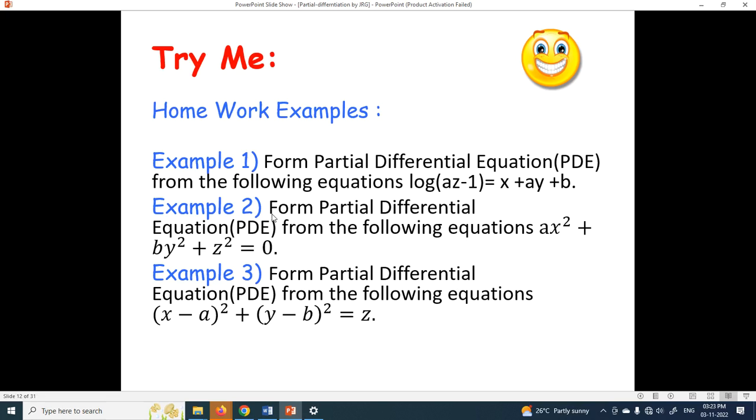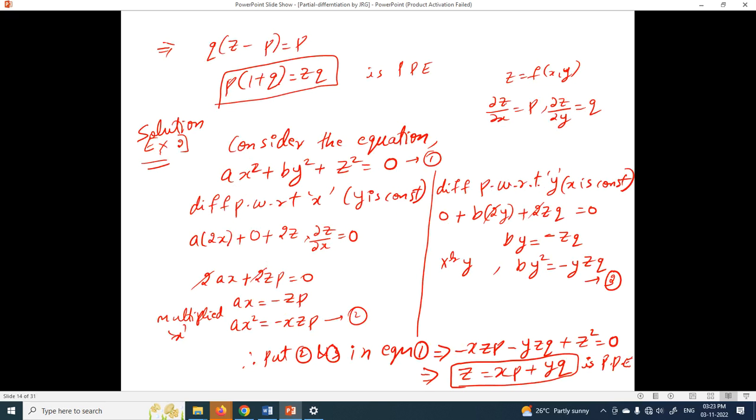Similarly I have taken the second example from PDE, ax square plus by square plus z square is equal to 0. Differentiate this with respect to x partially and eliminate the constant term ax square. I have substituted ax square is equal to minus xzp. Similarly differentiate this with respect to y partially, keeping x as constant. Again I have simplified by square is equal to minus yzq, and then form the PDE z is equal to xp plus yq.